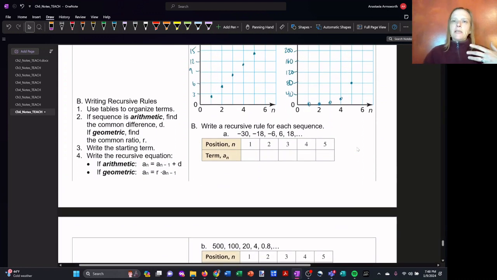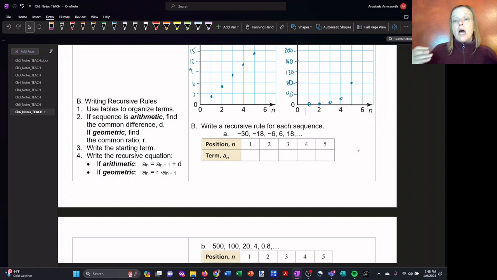How about doing the opposite? What if we see a pattern? How do we write a recursive rule from that pattern? I find it useful always to organize my data in tables. So the first term is -30, my second term is -18, my third term is -6, then 6, then 18. So that's my pattern here, and I want to find what it is.